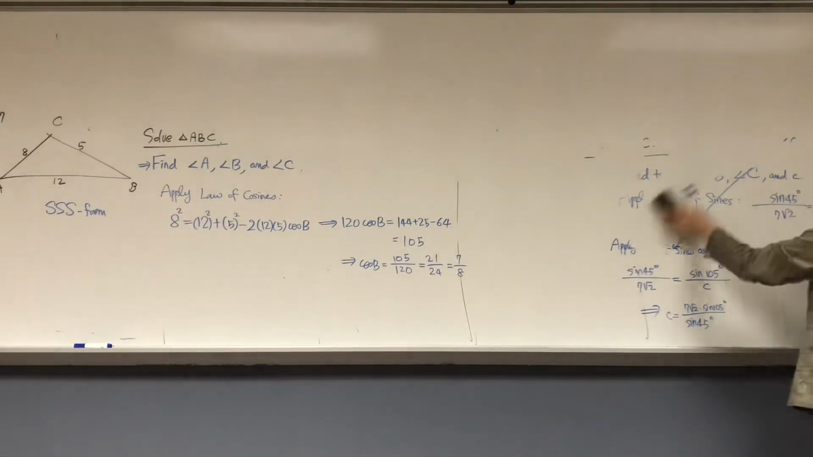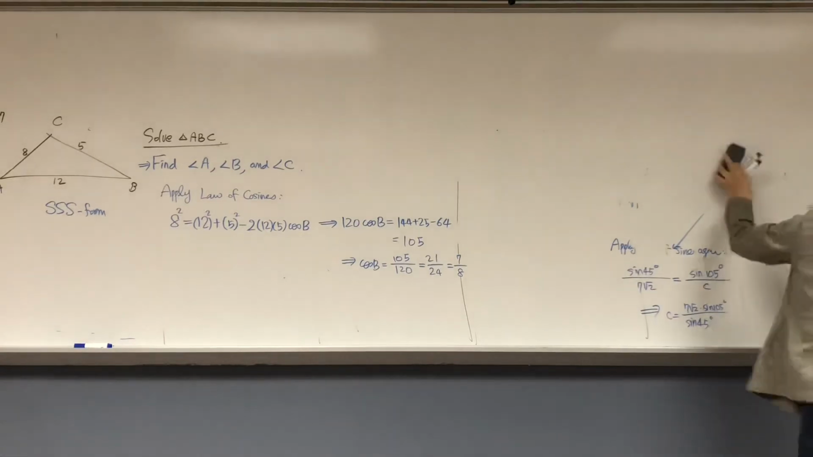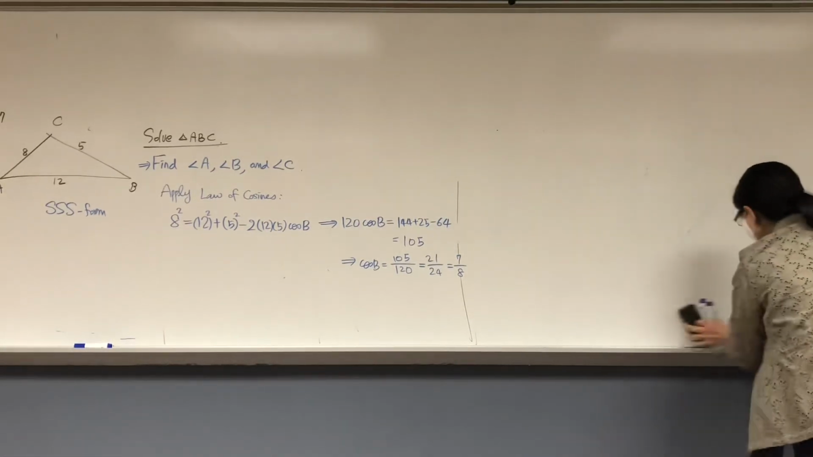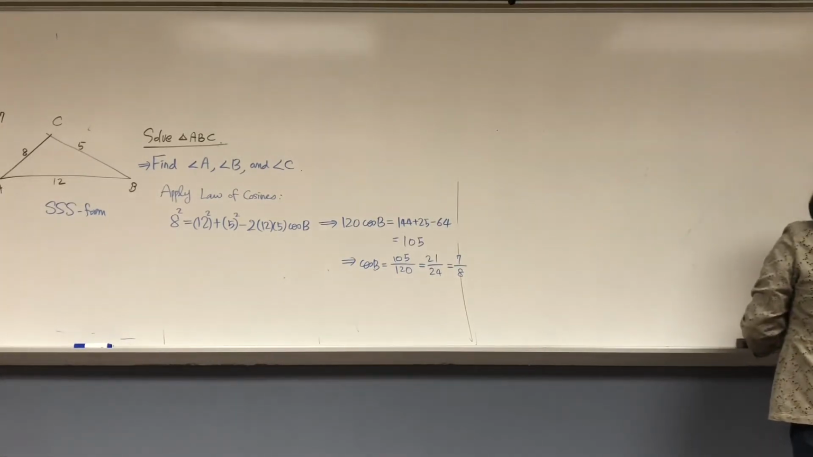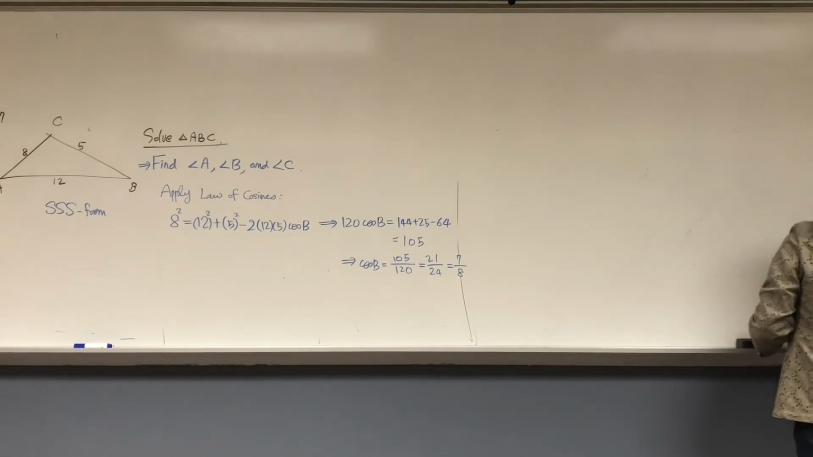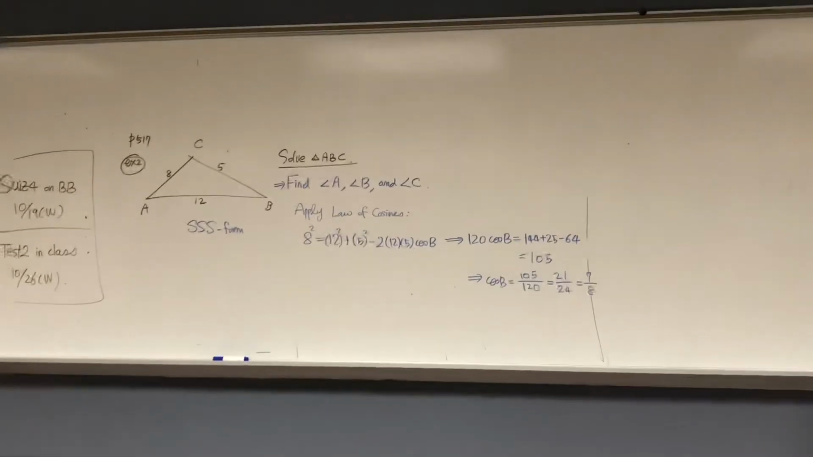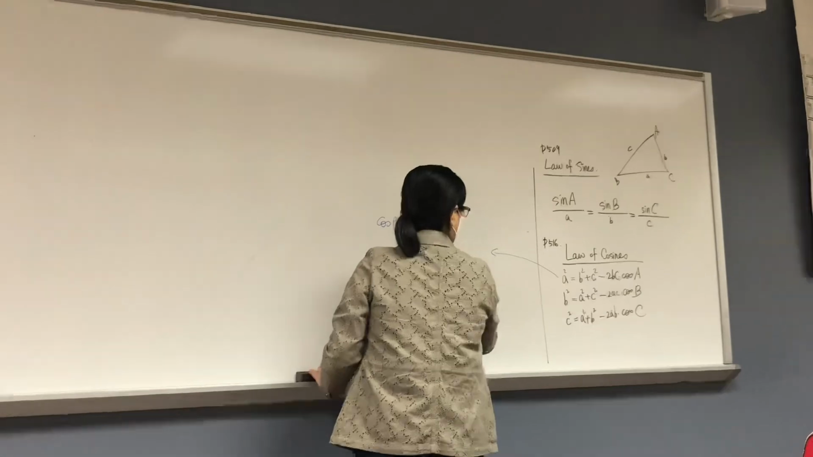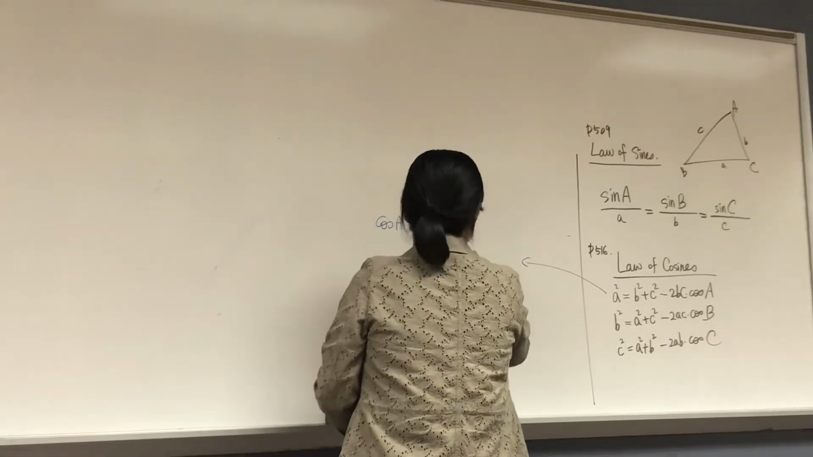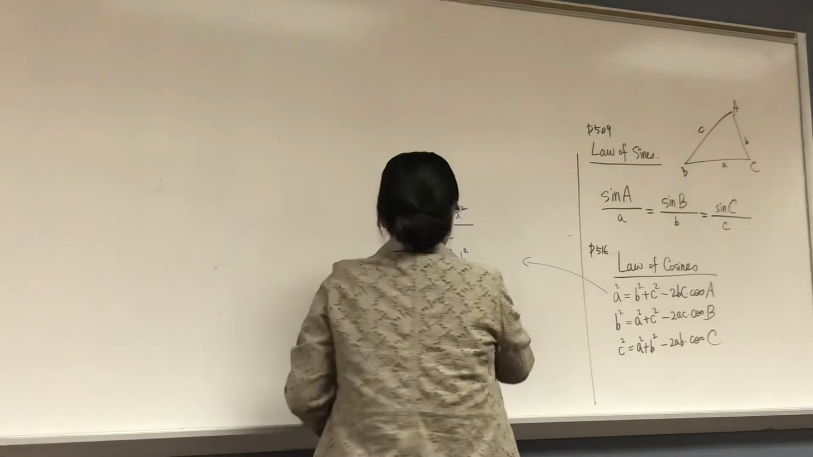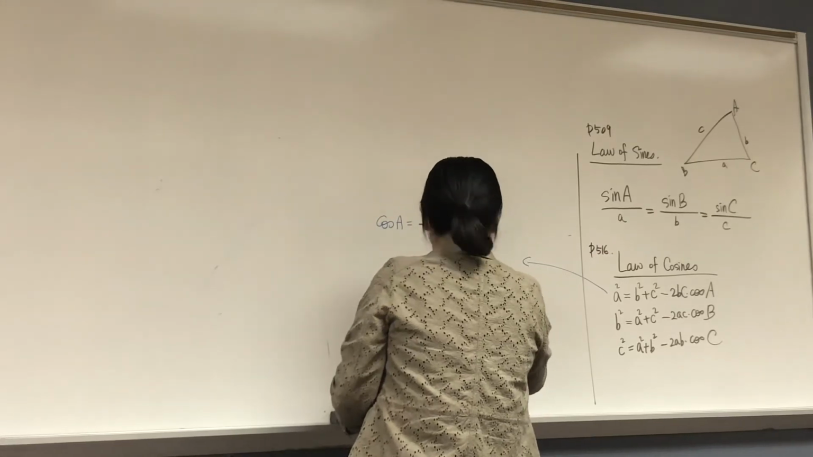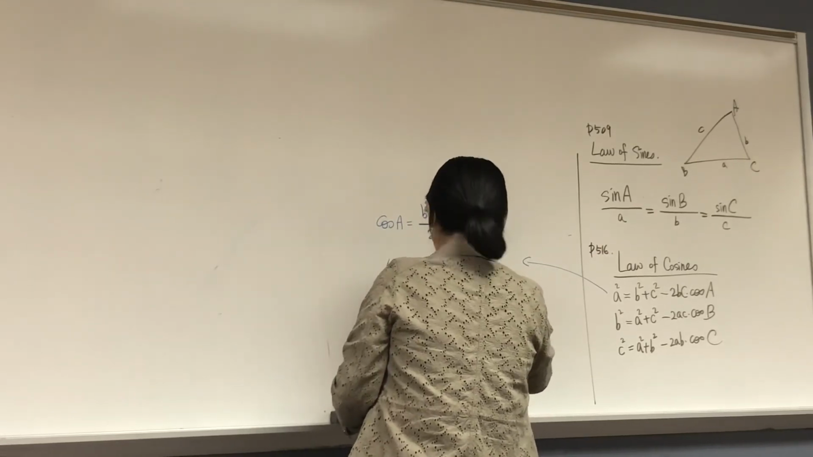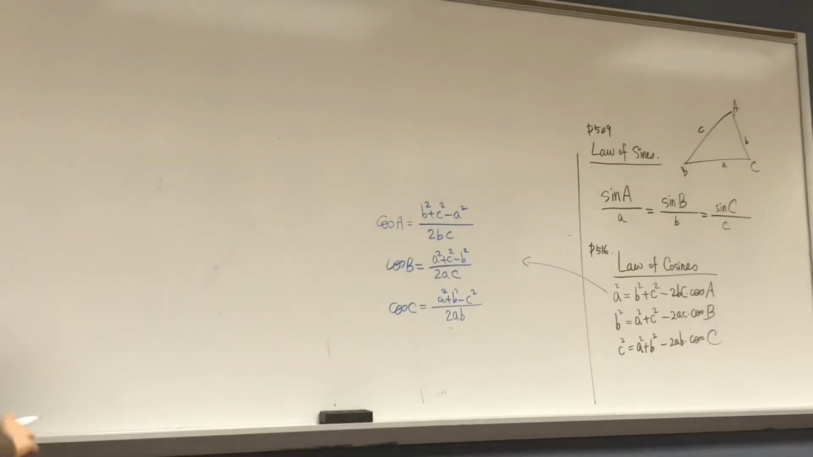Let's solve for cosine. Isolate cosine. Cosine A is equal to (B squared plus C squared minus A squared) over 2BC. Cosine B is equal to (A squared plus C squared minus B squared) over 2AC. Cosine C is equal to (A squared plus B squared minus C squared) over 2AB. Am I right? Yes, you can apply it. Cool.